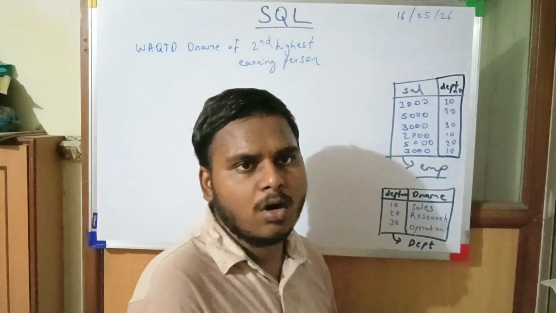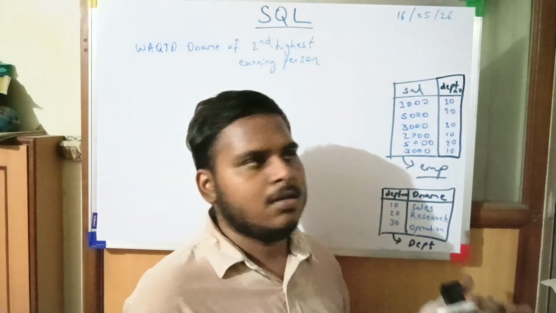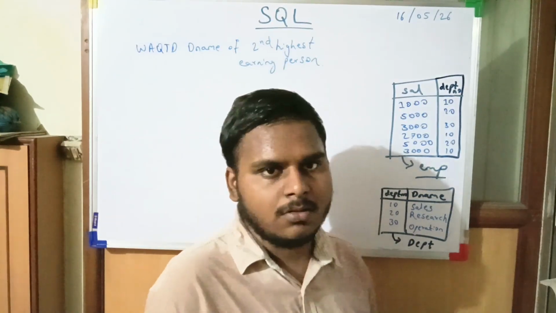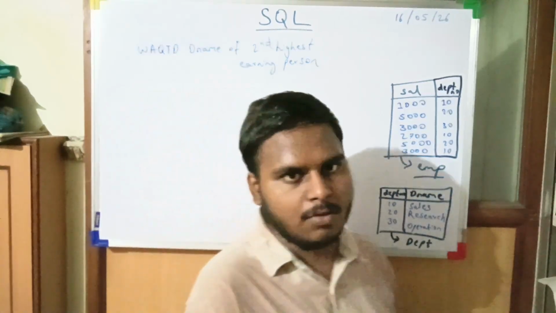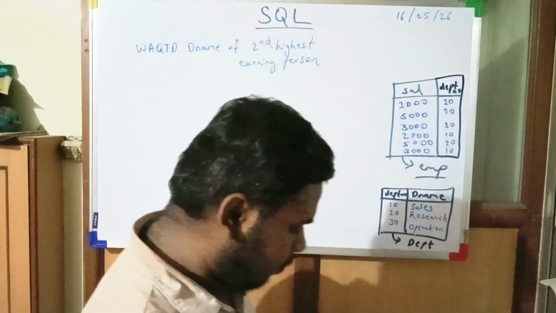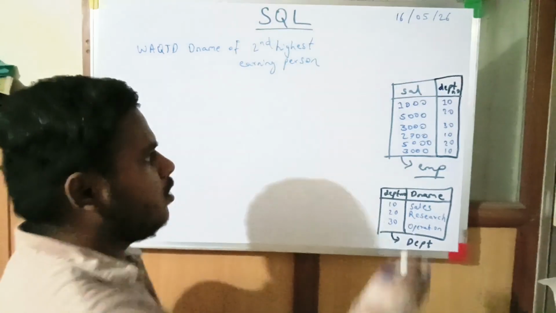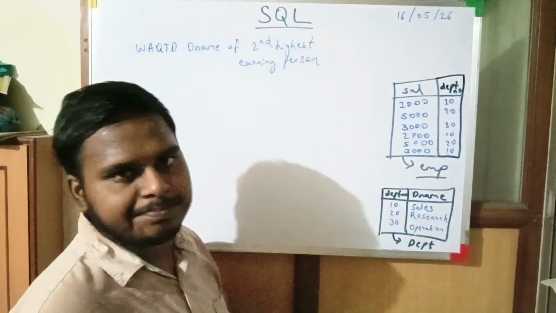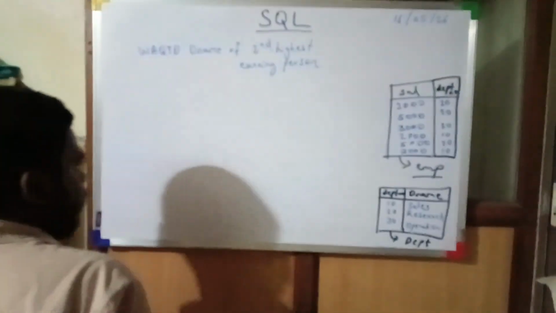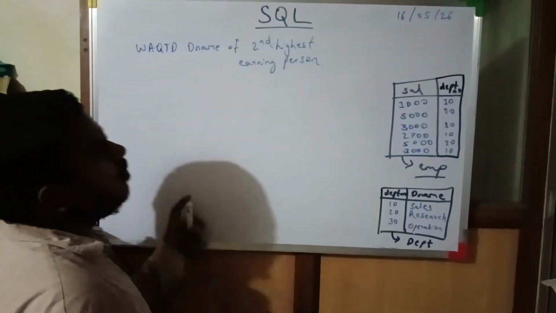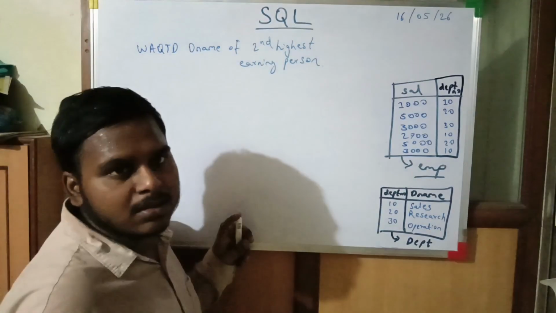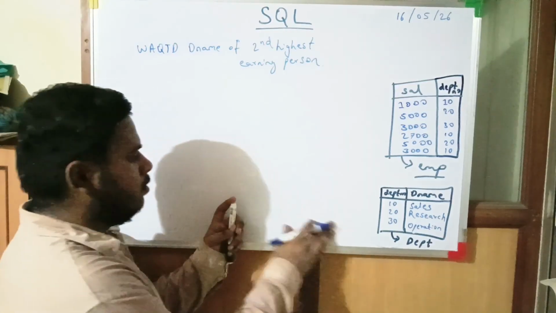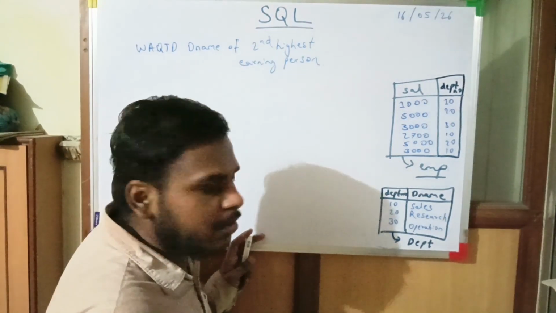Because the data is small here, with limited records, we can get it by looking. But in reality, the database is very large, so we need to use the subquery concept to filter. So what will we do? To jump from the EMP to the DPT table, what is the common column? Department number. First, I need to know the second highest earning person, so first we need to find the second maximum salary.